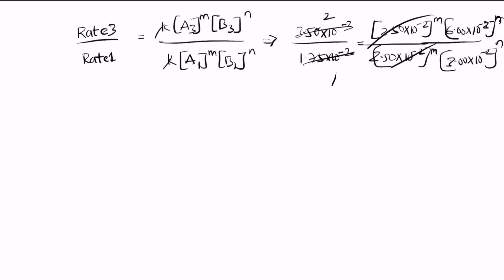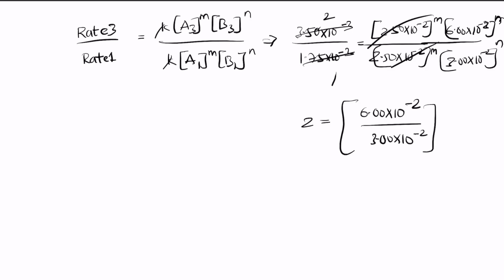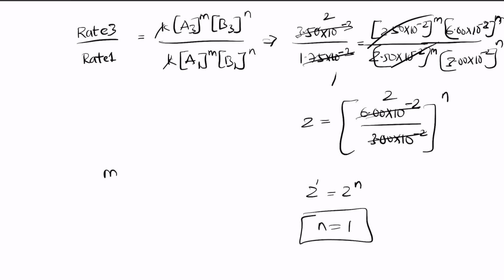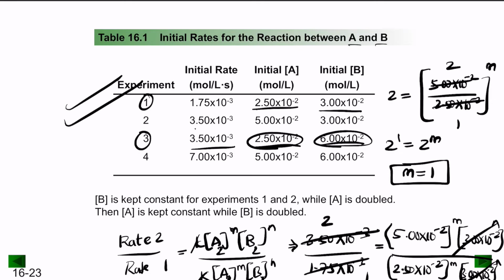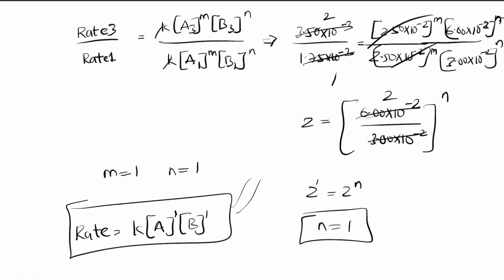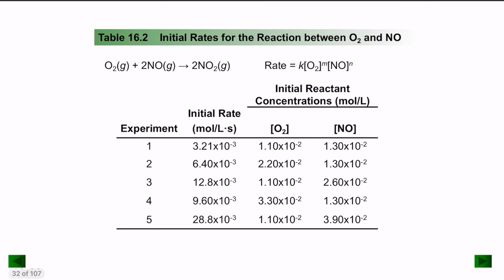So this one is 2, so 2 equals, since the power is the same, 6.00 times 10 to the power negative 2 by 3.00 times 10 to the power negative 2, to the power n. So 1's, 2's, so 2 equals 2 to the power n, so n becomes 1. So we have determined that m is 1 and n is 1. The rate law here can be written as k times a to the power 1 and b to the power 1. So this is the rate law for this experimental problem. This is how we can determine the rate law for different problems.